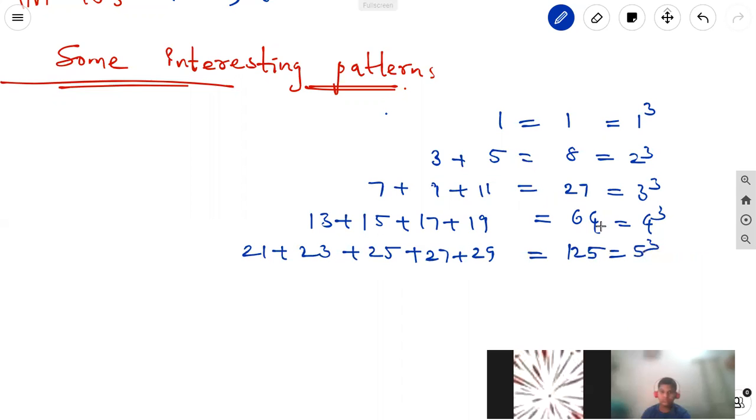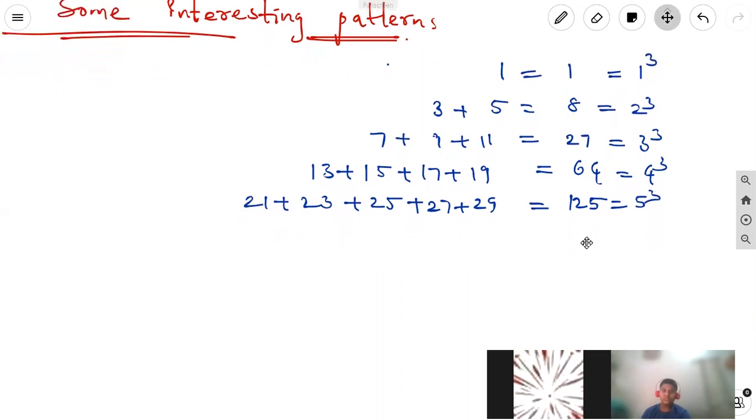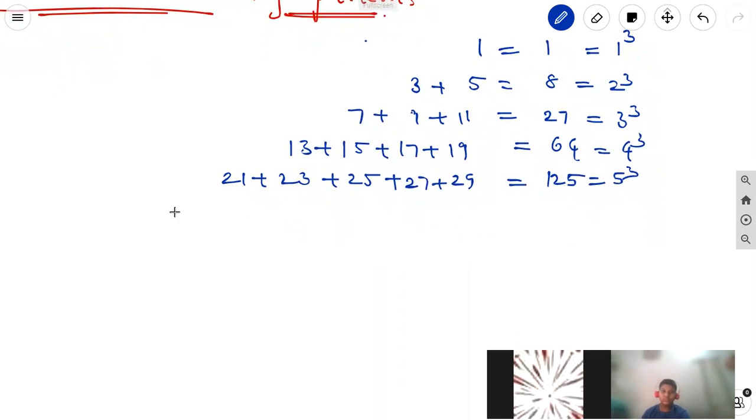Okay. Next, after 29 comes 31 plus 33 plus 35 plus 37 plus 39 plus 41. Then 125 is the 5 cube. What is the 6 cube? 216 is the 6 cube.